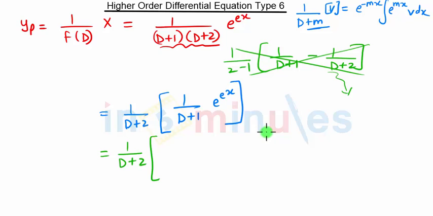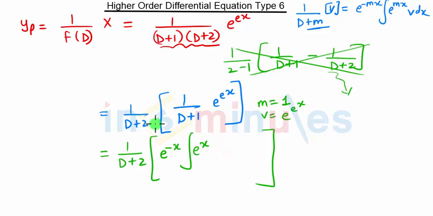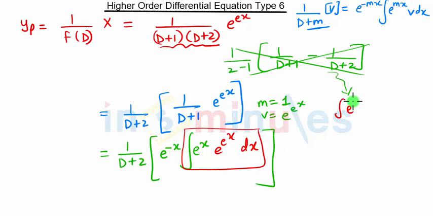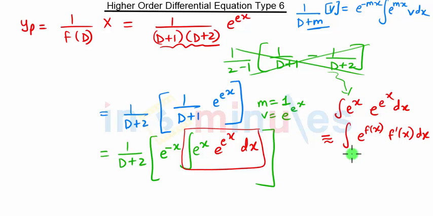When we apply this formula, if we compare, our m is plus 1 and V is this part, which is e raised to x. So this part is e raised to minus mx, so e raised to minus x, then integration of the opposite of this, which is e raised to x, into V. In our case, V is e raised to x, into dx. Now we are going to integrate this part. So integration of e raised to x into e raised to x dx is equivalent to integration of e raised to f of x into f dash of x dx. As you can see here, f of x is nothing but e raised to x.